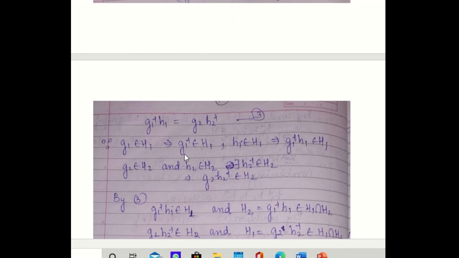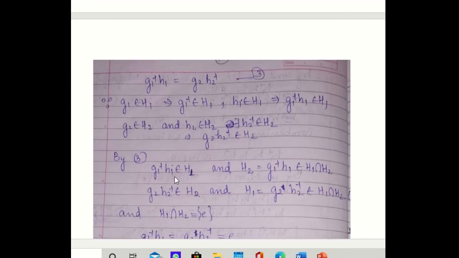Now g1 belongs to H1, so g1 inverse belongs to H1, and h1 belongs to capital H1. This implies g1 inverse into h1 belongs to capital H1. Similarly, g2 is an element of H2 and h2 is an element of capital H2. So this implies h2 inverse will be in H2, and so g2 into h2 inverse belongs to H2. So putting in equation 3, we get g1 inverse into h1 belongs to capital H1 and g1 inverse h1 belongs to capital H2.